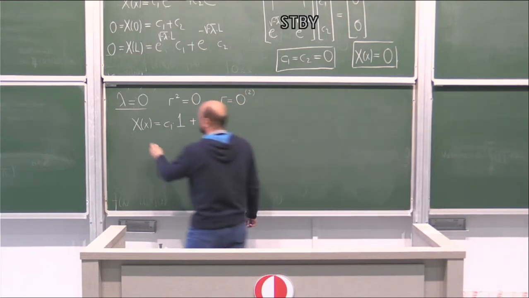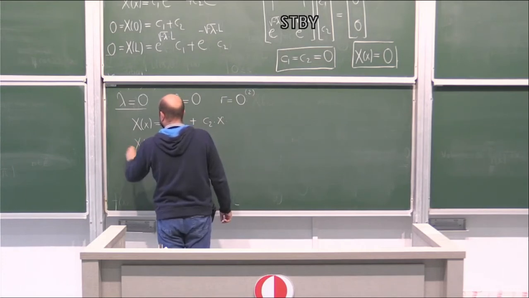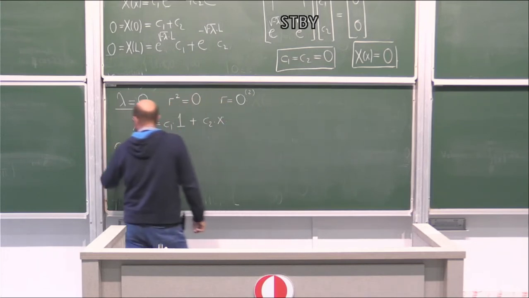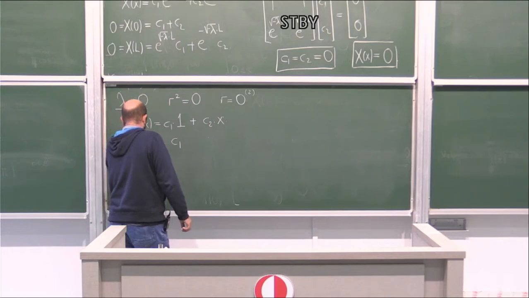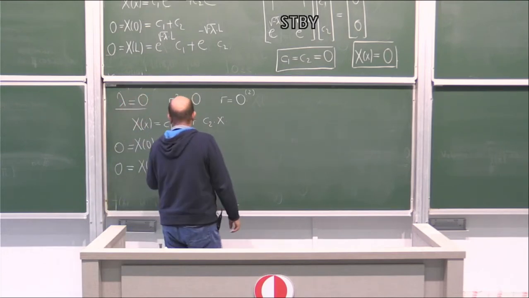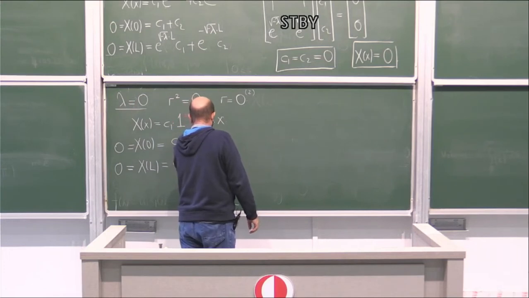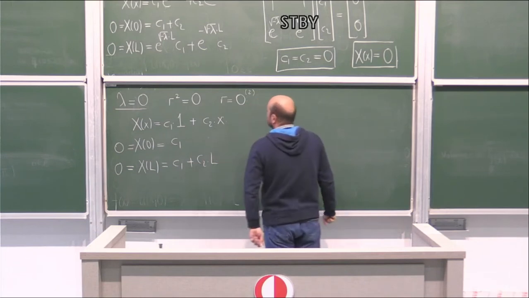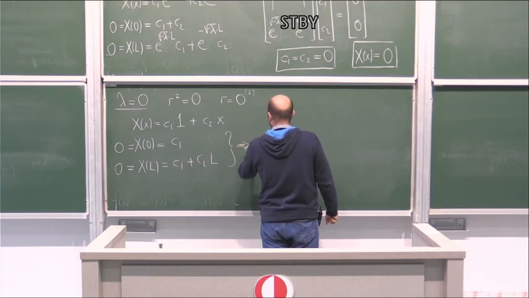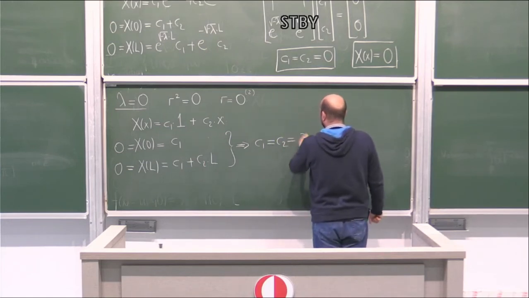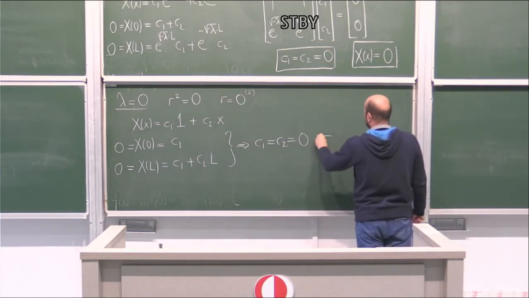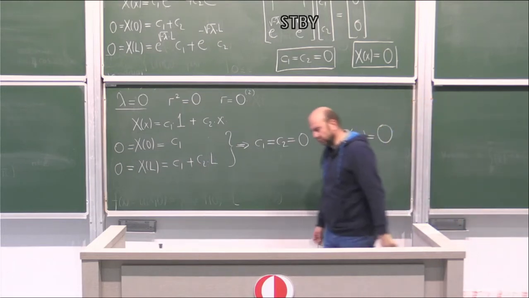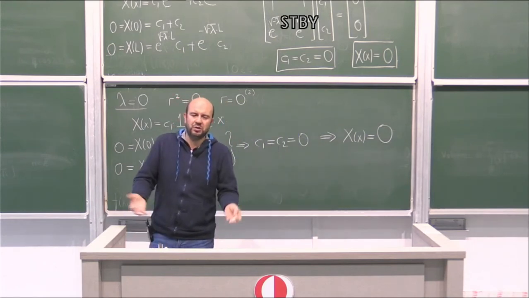So now if you look at the conditions, x of 0 is 0, which says that c1 is 0. x of L must be 0. If you plug in, we have c1 plus c2 times L. So c1 is 0, c2 times L is 0, which says that c2 is 0. So again, both of them are 0, which says your solution is the 0 solution, the trivial solution. So we didn't get anything out of this.